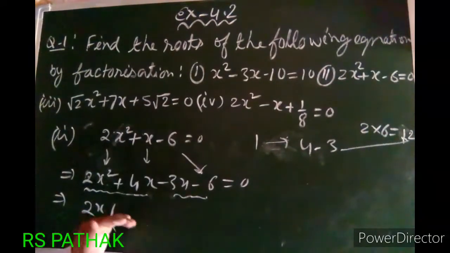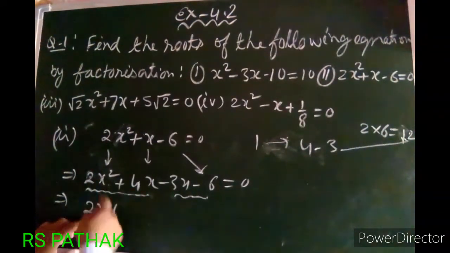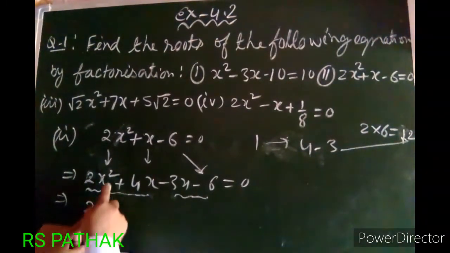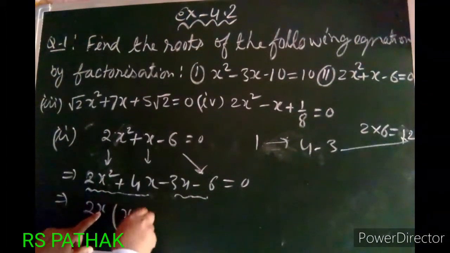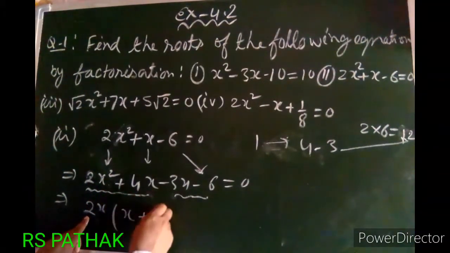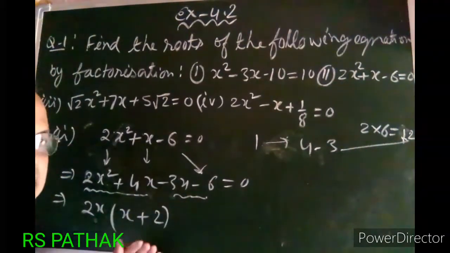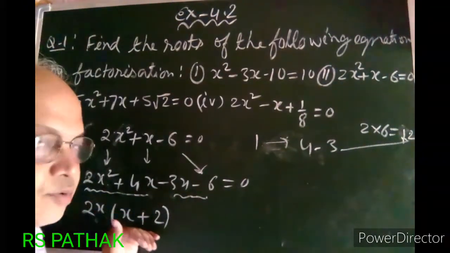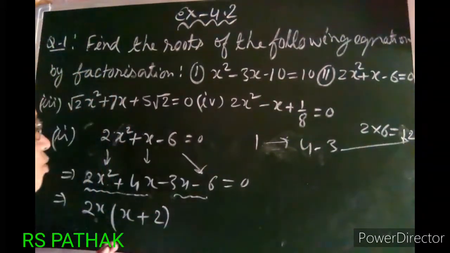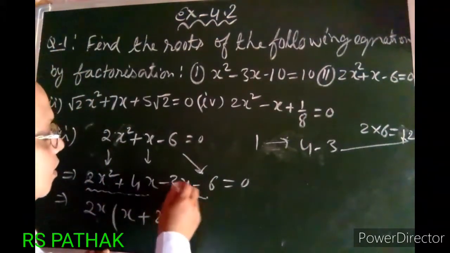Now I will divide. 2 will divide 2 one time, cancelled out. X will divide x square, x will remain, plus 2 will divide 4 2 times, x will divide x, cancelled out. The work of first group finished. Now I am going to start the work of second group.